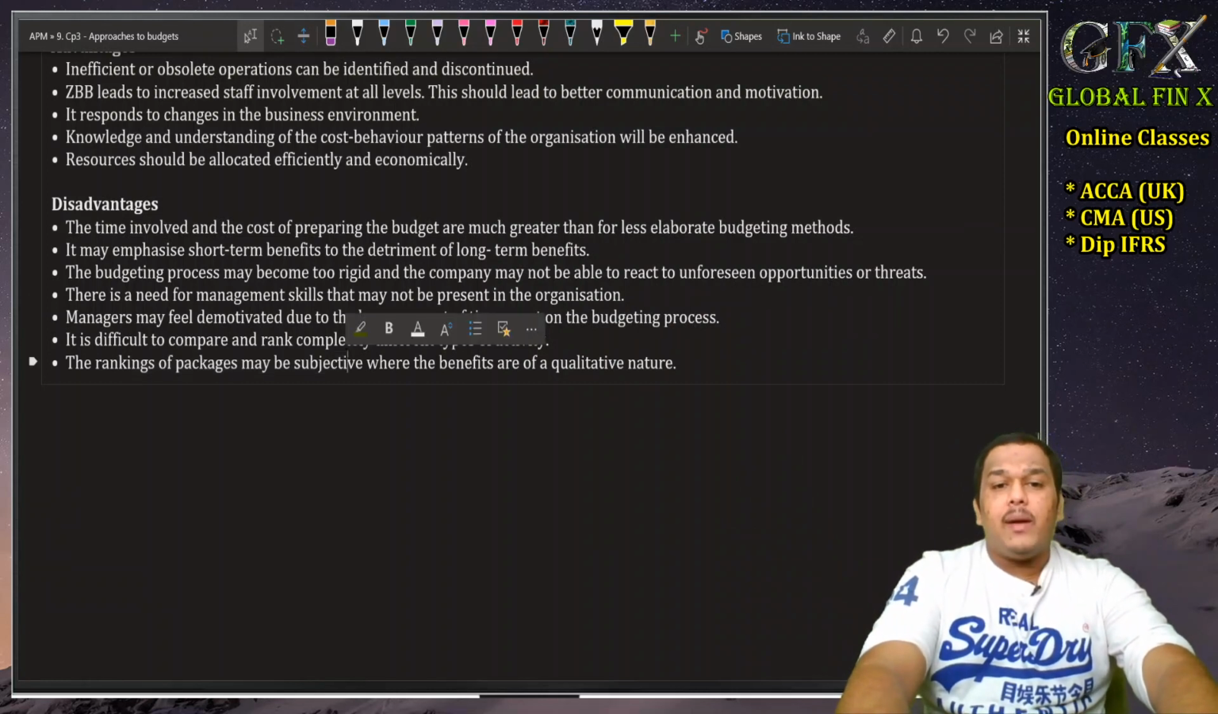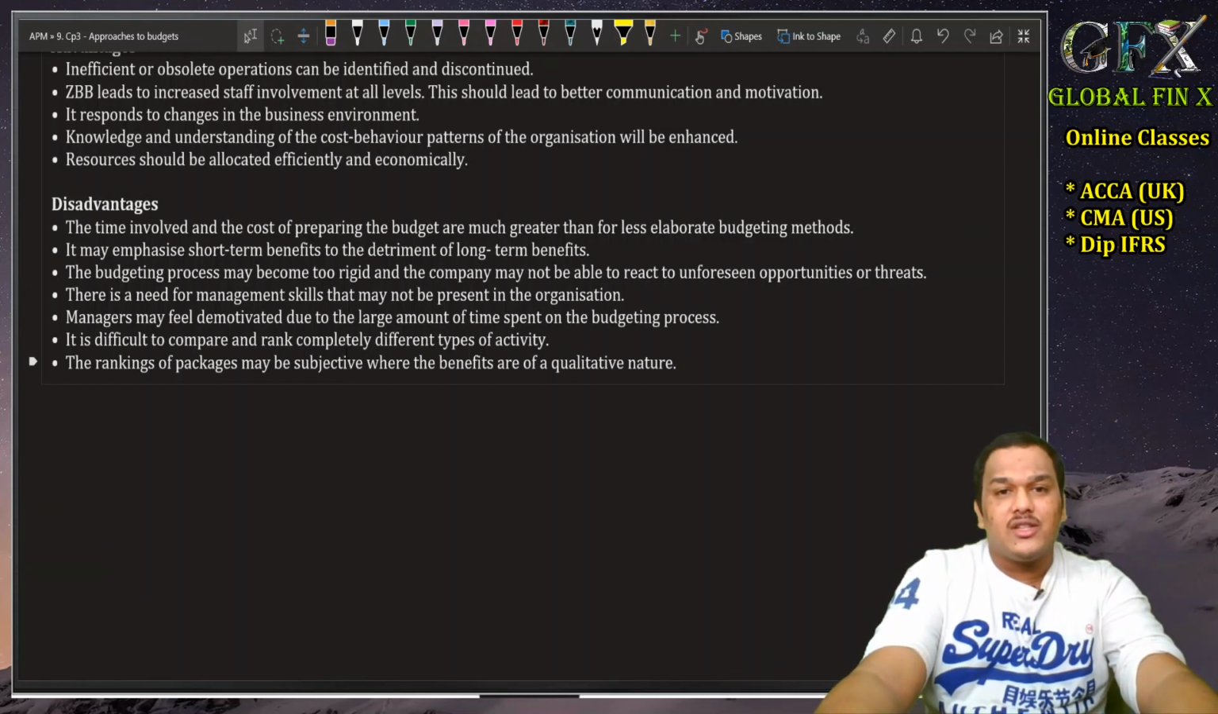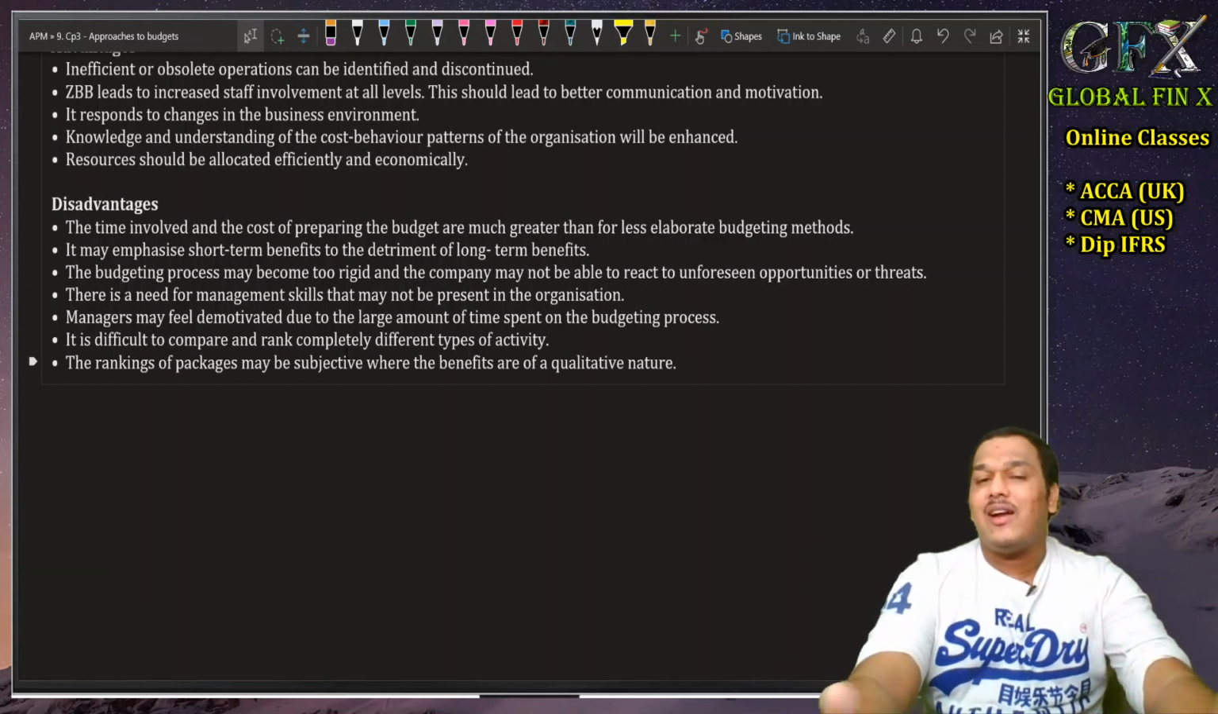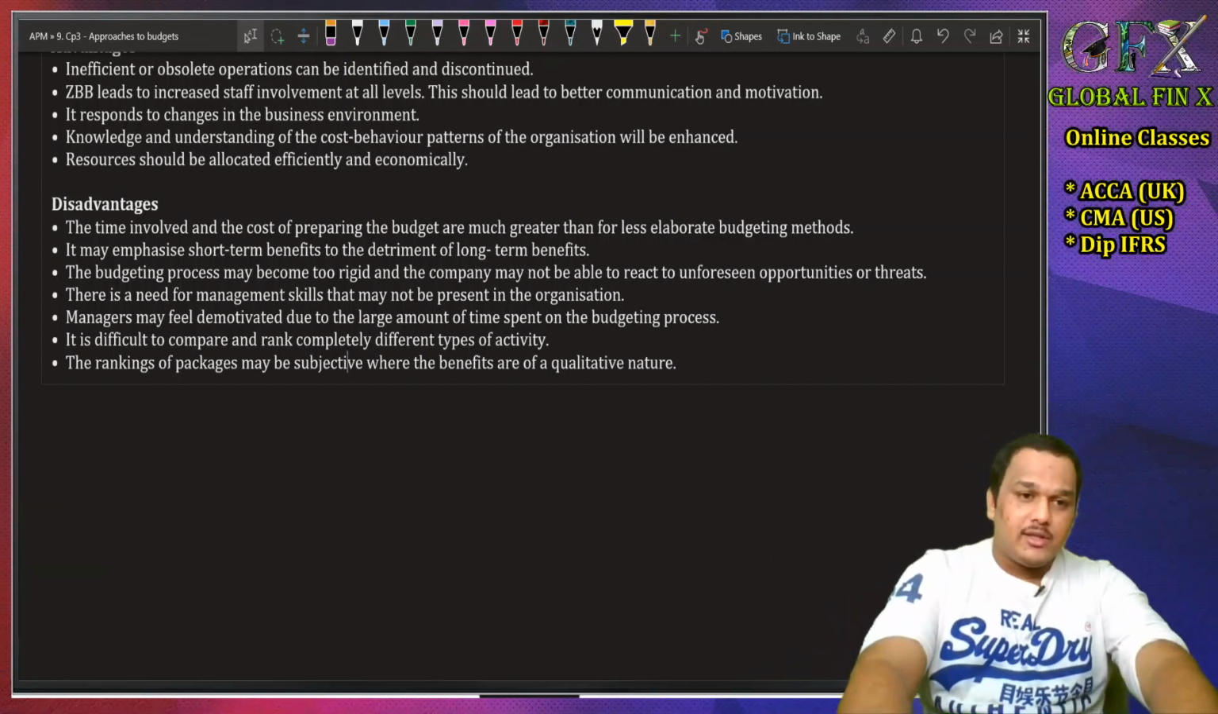It is difficult to compare. Why, sir? Because every time you are re-preparing a budget, how can you compare one budget with another budget? One level of activity with another level of activity? You cannot do that because every time a new budget comes into the picture. There is no comparison as such.